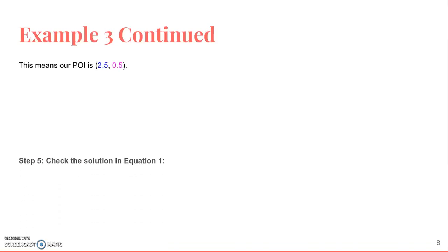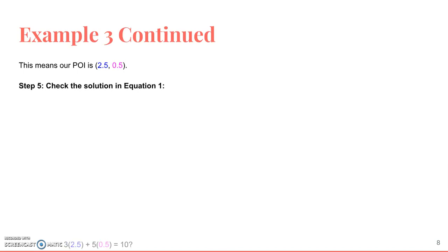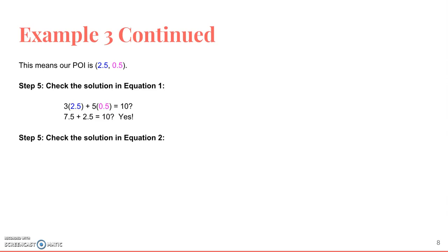I will substitute this into both equations. So for equation 1, I will substitute 2.5 in for x, 0.5 in for y. And after substituting, I will get 7.5 plus 2.5, which equals 10. So I do agree that 10 equals 10. I will then check the solution in equation 2 by replacing x with 2.5 and y with 0.5. I will get 10 plus 1 equals 11, and I do agree that 11 equals 11. So 2.5, 0.5 is the solution or point of intersection of our system of equations.